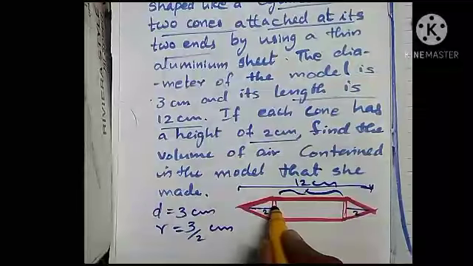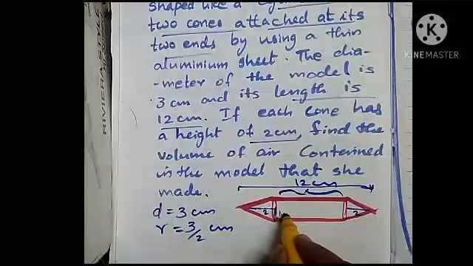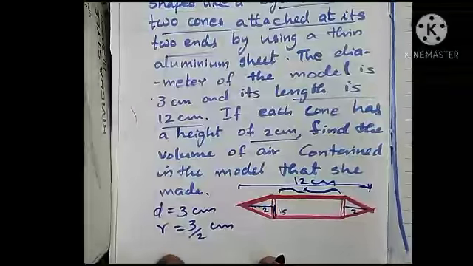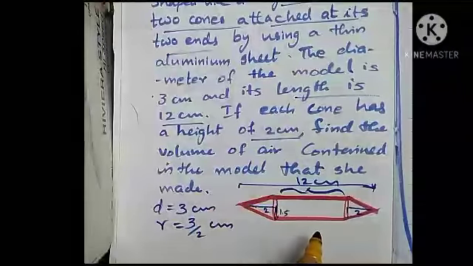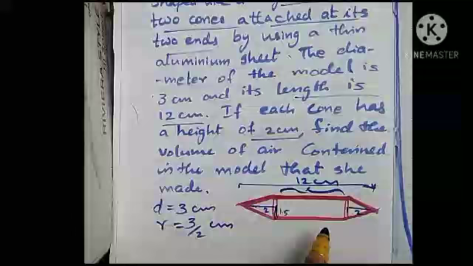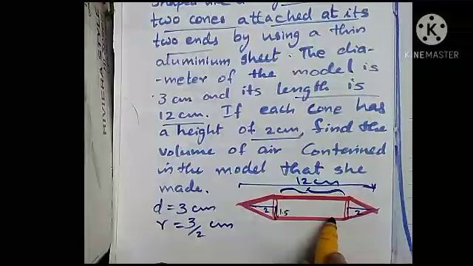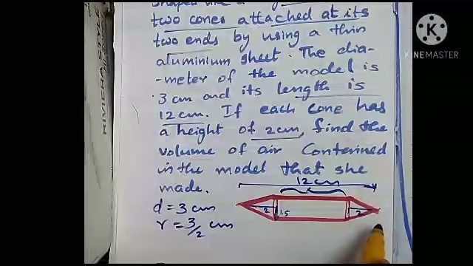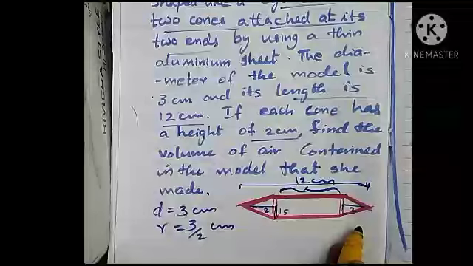Now radius is given. Radius here you can see that it is 3 by 2 or 1.5. Both the radii here it is given. Now what is our question? Find the volume of air contained in the model. Means total volume of the model. So here we can say that volume of the cylinder and volume of two cones we need to add. So we are doing that.